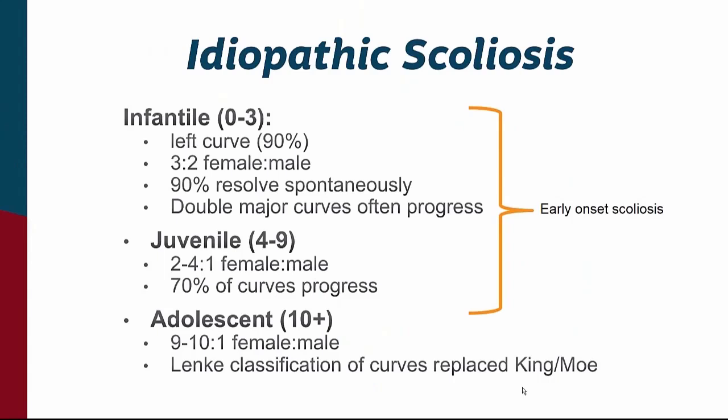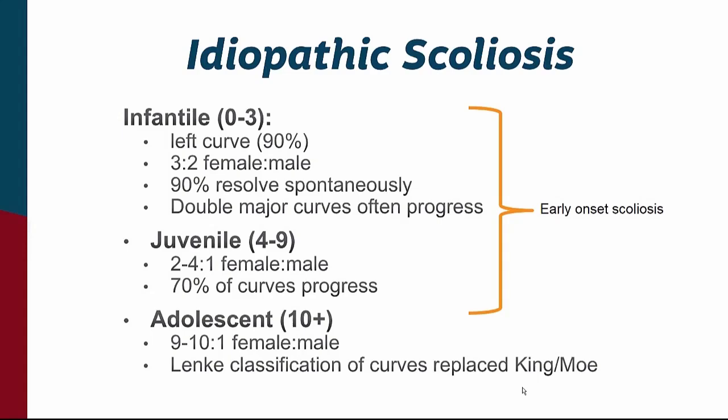Infantile scoliosis predominantly is a left-sided curve with a slightly more even distribution of male and female, and many of these spontaneously improve and correct over time. Sometimes casting or bracing is required in young infants, but it can often also be curative.